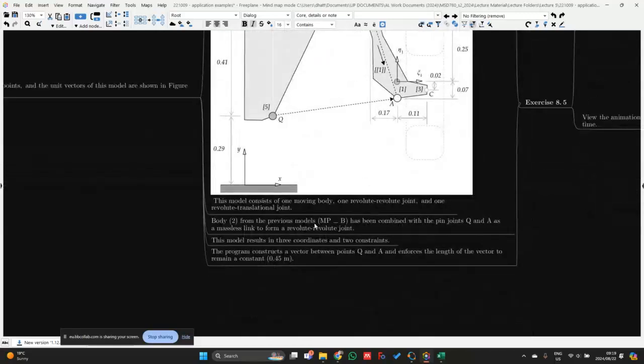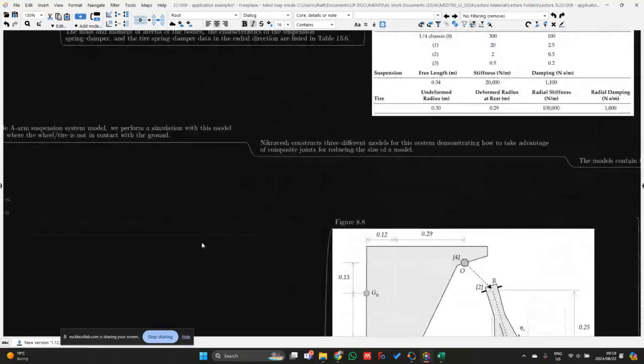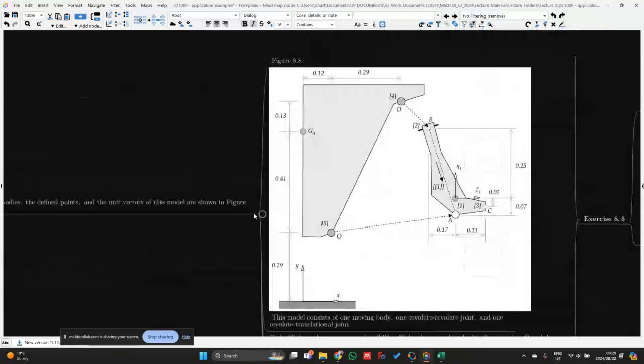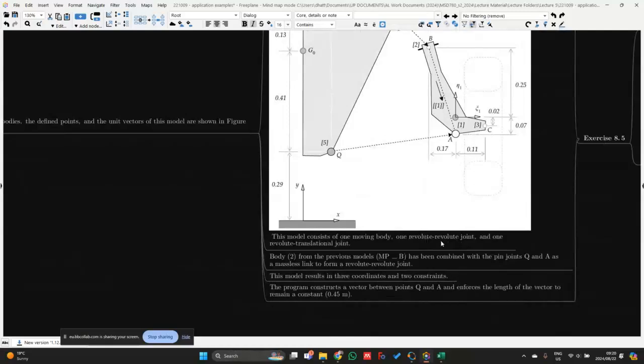So body 2 from the previous models has been combined with the pin joints Q and A as a massless link to form a revolute-revolute joint. This model results in 3 coordinates and 2 constraints. And the program constructs a vector between points Q and A and enforces the length of the vector to remain a constant 0.45 meters. So where we got this 0.45 meters is actually from the previous link that we had. So this one specifies it as 0.45 meters, so we just have to give that as an input for the revolute joint.